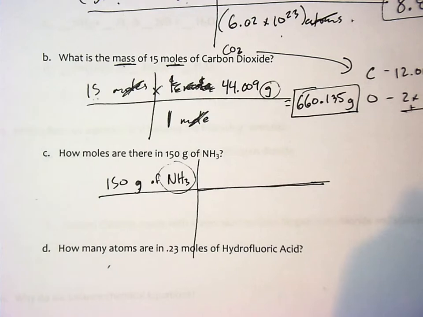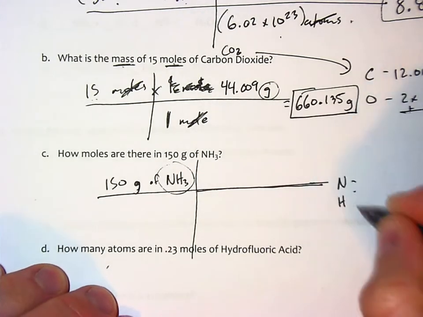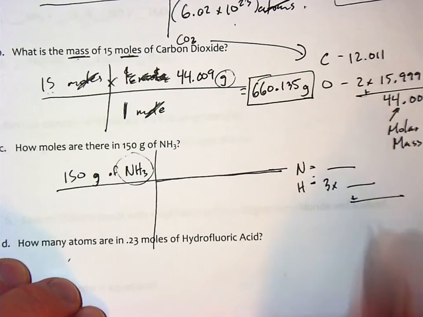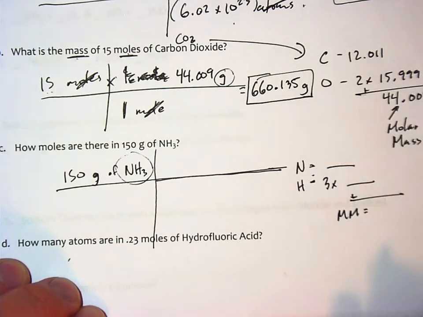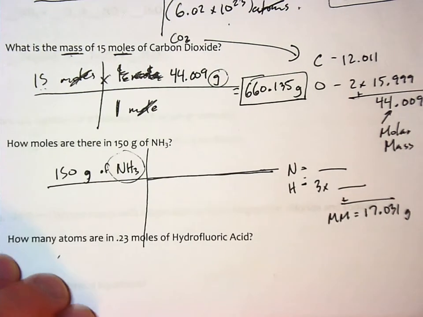You know how to do that. We split it up into N and H. There are 3 H's, so I have to multiply that by 3. I find the mass of each element and then add them together. I've already done that, so the molar mass of NH3 is 17.031 grams. I've already got the molar mass of NH3 made up.